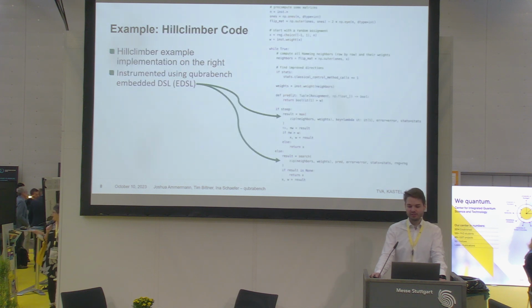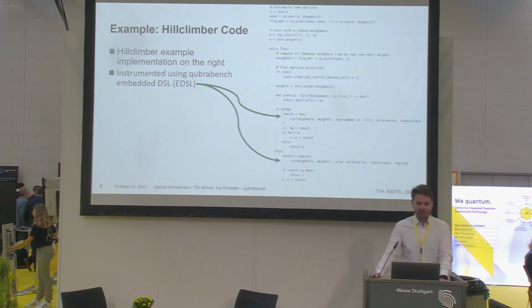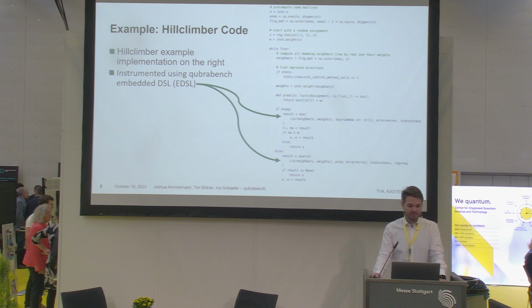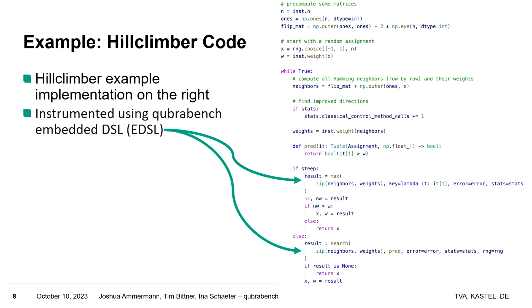In depth, this could look something like this on the right-hand side, which is just that hill climber example implemented in Python. And then I've marked with these arrows the instrumental Qubrabench API calls, which are search and max, depending on if you want to take any neighbor that's better or the best neighbor. But this detail doesn't really matter. It's just choose one, and then the slopes of the resulting benchmarking graphs will be slightly different. The break-even point will be slightly different. But essentially, that's just what was on the last slide.